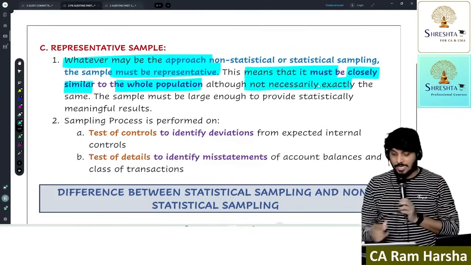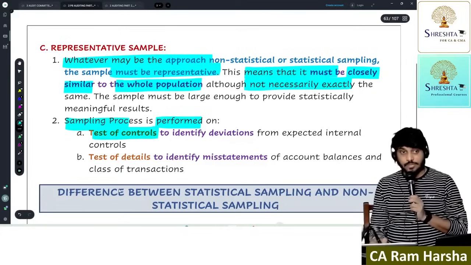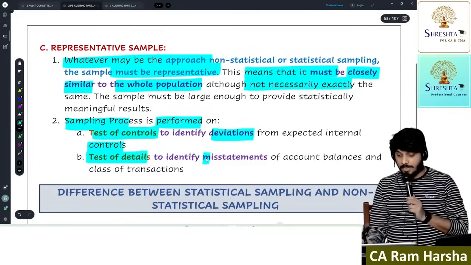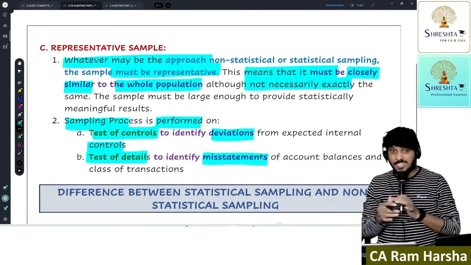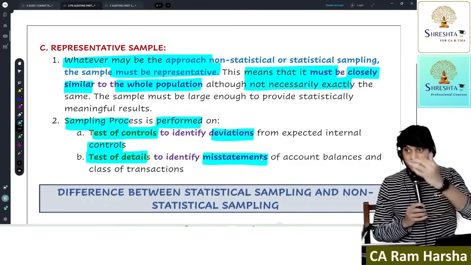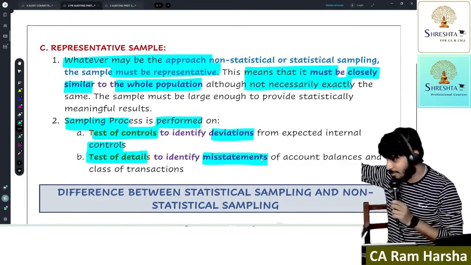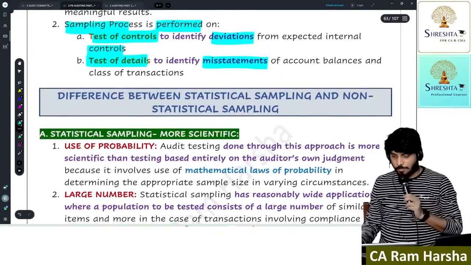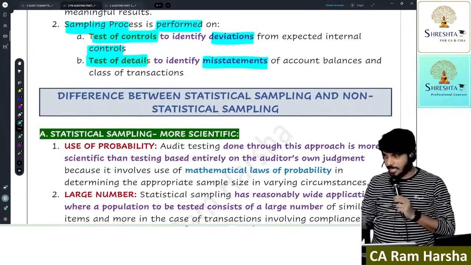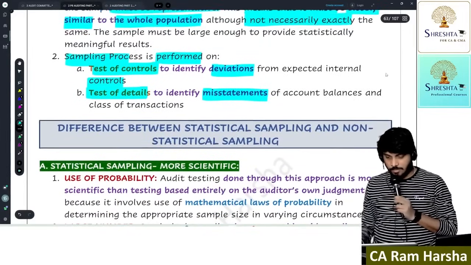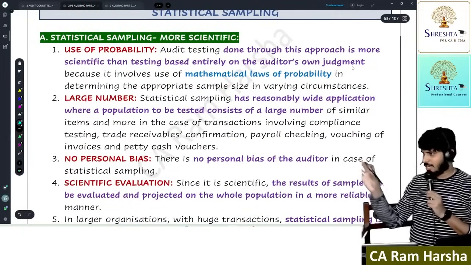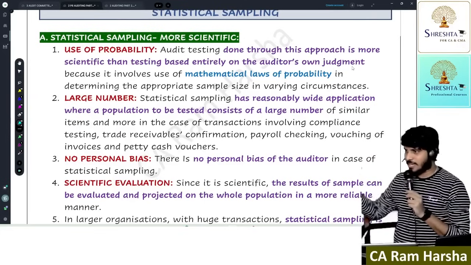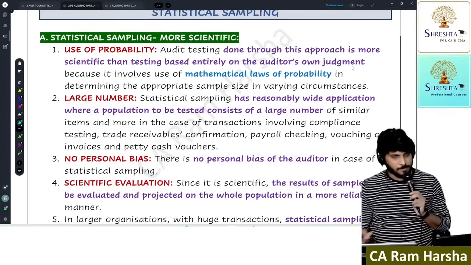Now, the sampling process is performed in test of controls to identify deviation from the control, whereas in tests of details it is to identify misstatement. The word deviation is used in the context of control. Misstatement is used in the context of details. Remember. Next, the balance and continuation we will discuss in the next session. Hardly another 30 to 40 minutes, we will close up this chapter. I'll give you a clear-cut idea of how to understand this chapter, then you can go and understand it later easily.